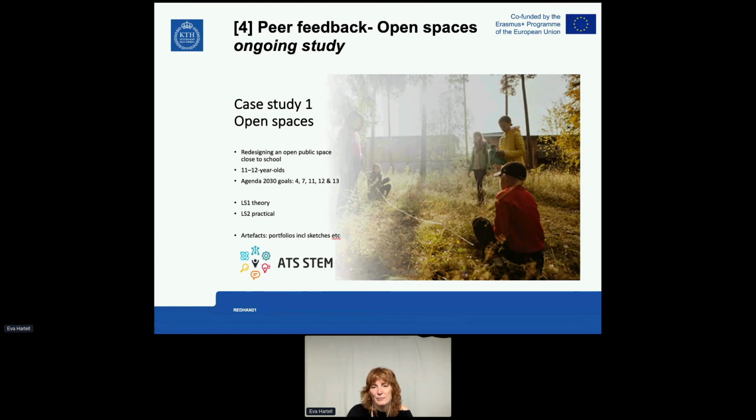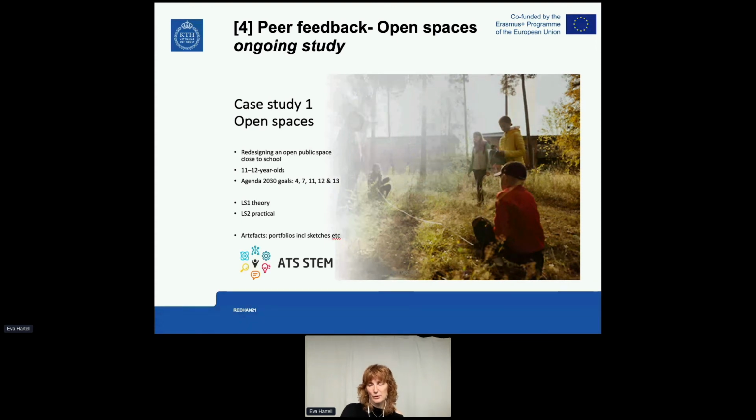And the students have chosen an area in the vicinity of their school which isn't used much, and they were asked to redesign this area. What do they want to use this area for, and how can we make it better? And also with a twist of Agenda 2030, so transportation and choosing different kinds of material from a sustainable development perspective. They also learned lots about mathematics, chemistry and technology, of course. And they produced digital portfolios, and then they did peer assessment.